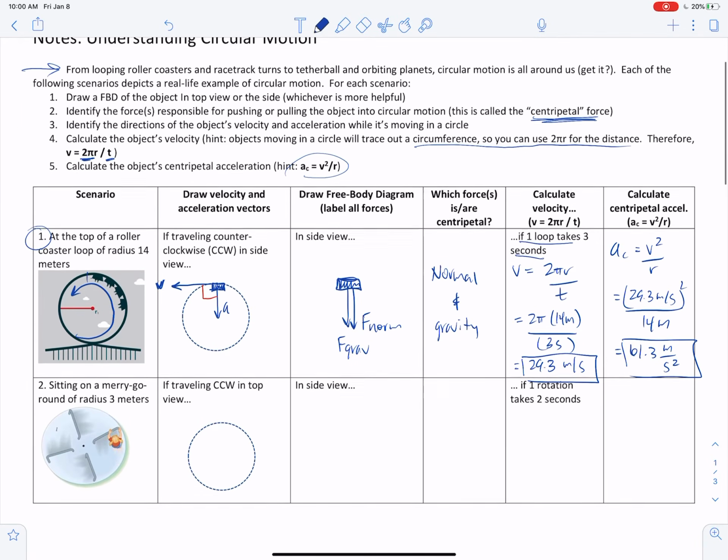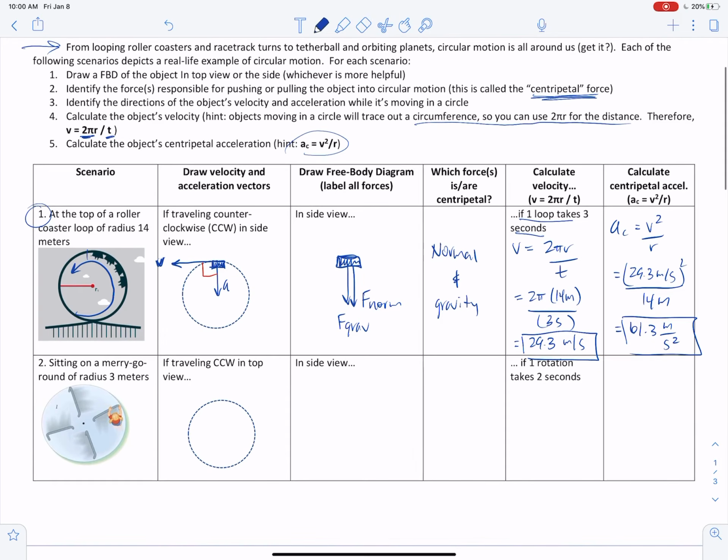Let's try number 2 on a merry-go-round. Now we're in top view. We're looking down at this girl who's holding on to this bar and is sitting on the rotating platform of the merry-go-round. We want to start with the velocity and the acceleration vectors. If this girl is traveling counterclockwise in top view, meaning this way, I'm going to put the girl here on the merry-go-round.